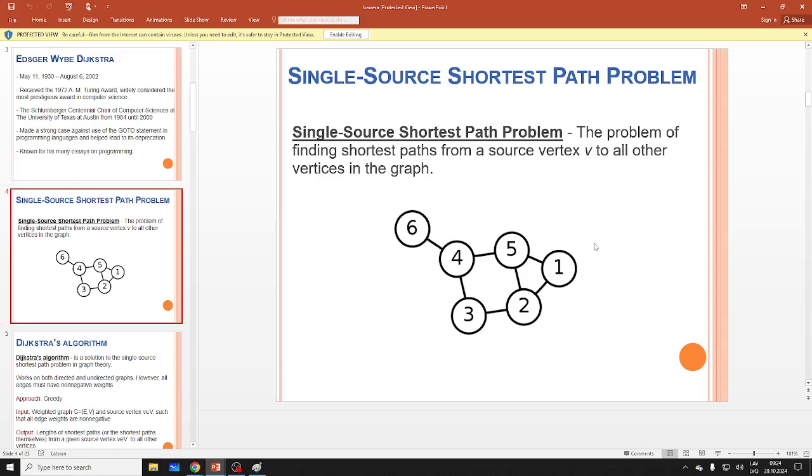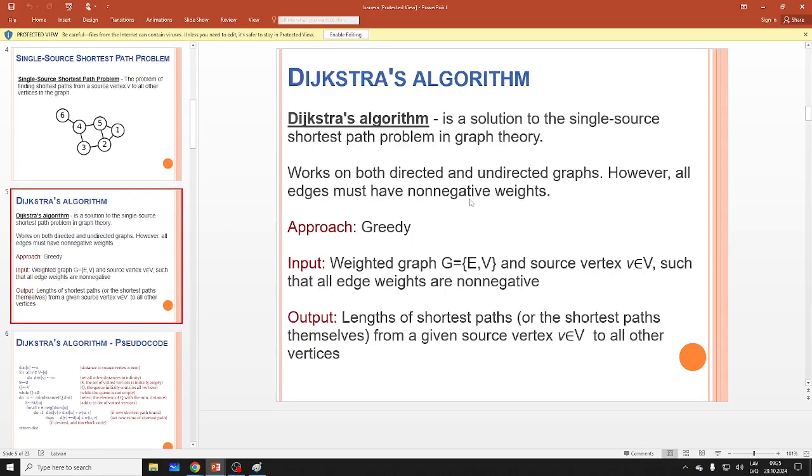Okay, but now let's look at his solution. In the general case, in a big graph, enumerating all solutions is going to be exponential. So we're going to use basically our old friend, the greedy approach. So we have a weighted graph G = (E, V), and a source vertex V, part of this, and all edge weights are non-negative, right? So what are we going to get out of it? We're going to get the length of the shortest path, or possibly also we would want to see the actual route.